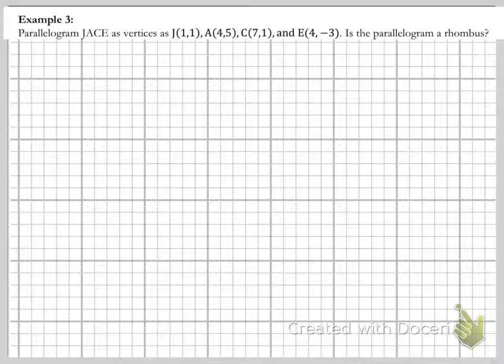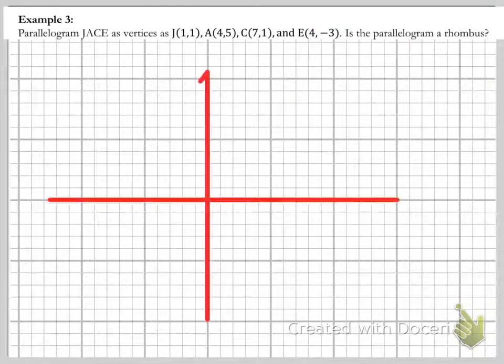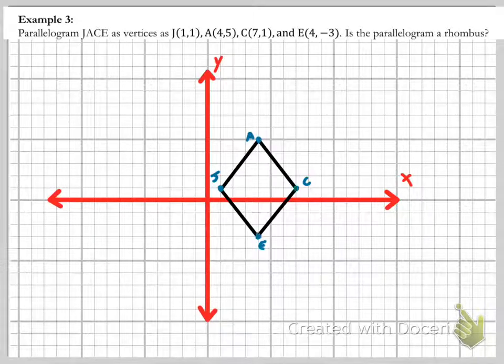So let's look at example 3. Parallelogram JACE has vertices of (1, 1), (4, 5), (7, 1), (4, -3). So is this parallelogram a rhombus? That's something we just need to figure out. So let's go ahead and plot this. Here's our x and y axis. We'll plot the points J, A, C, E.